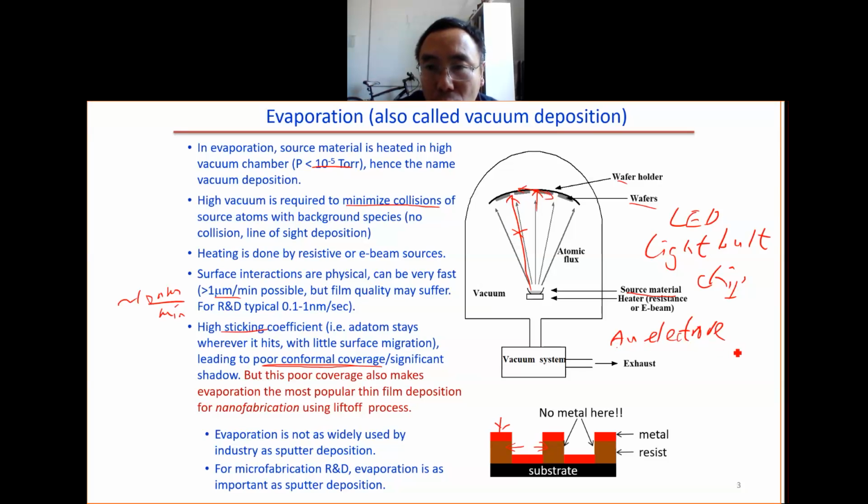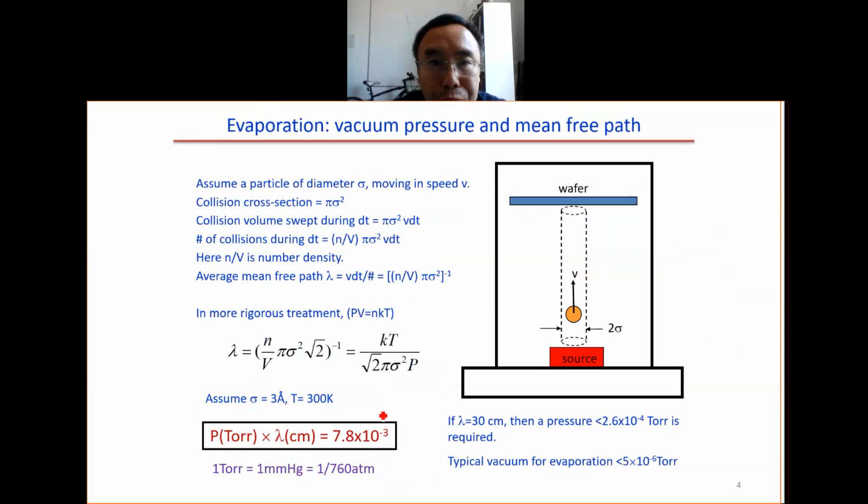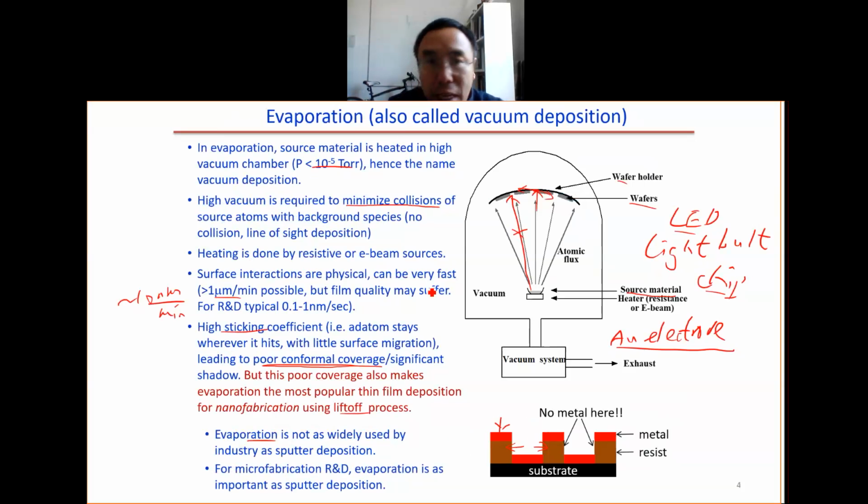We have a gold electrode for the LED light bulb chip. The gold electrode here is made by evaporation and lift-off process. Here we said that we need a high vacuum to minimize collisions. So how high a vacuum do we need to eliminate collisions with gas molecules?